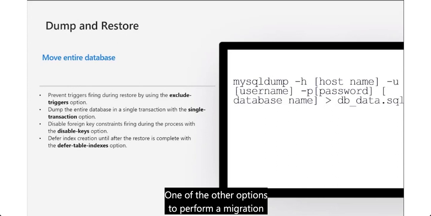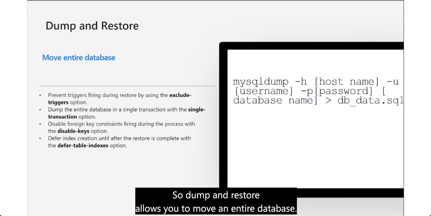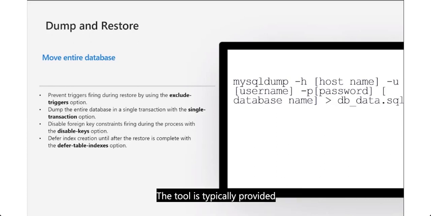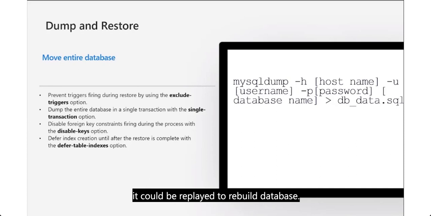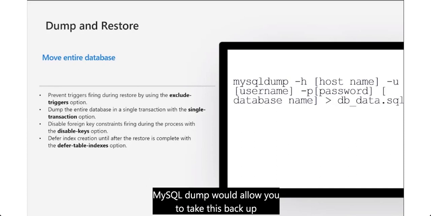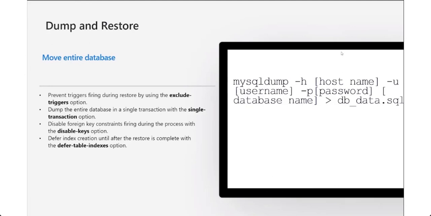One of the other options to perform a migration in an offline fashion is by using dump and restore. Dump and restore allows you to move an entire database. The tool is typically provided as part of the MySQL installation. It's a client utility that you can run to create local logical backups that could equate to a set of SQL statements, which could be replayed to rebuild the database. MySQL dump would allow you to take this backup and restore that onto your destination.